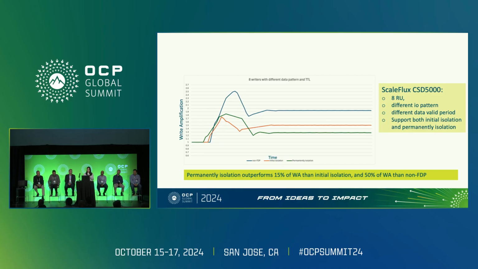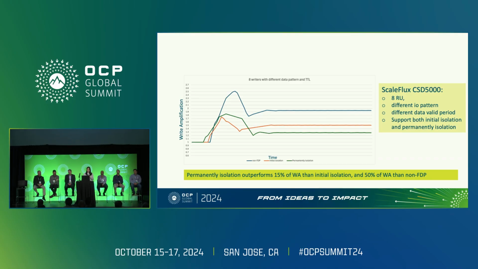Here we would like to show some of our test results on our ScaleFlux CSD 5000. In our I/O test, we're using different error patterns and different data value periods. We're writing to 8 different RU unit groups. This graph shows how the WA changes along with host writing. We are testing 3 different cases: non-FDP, initial isolation FDP, and permanent isolation FDP.